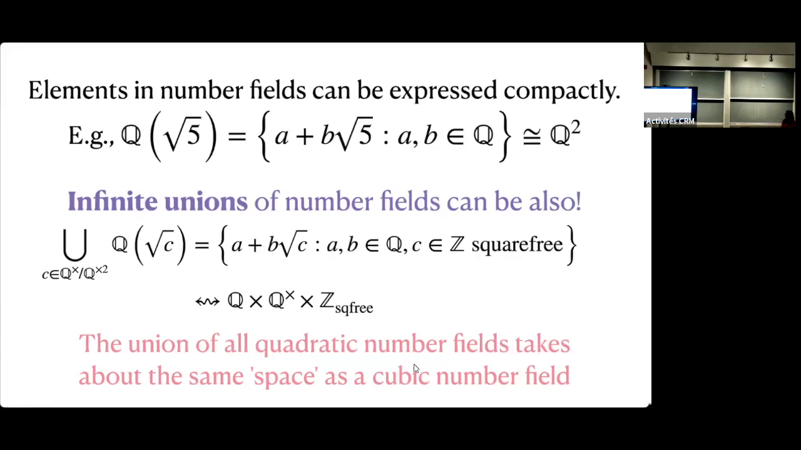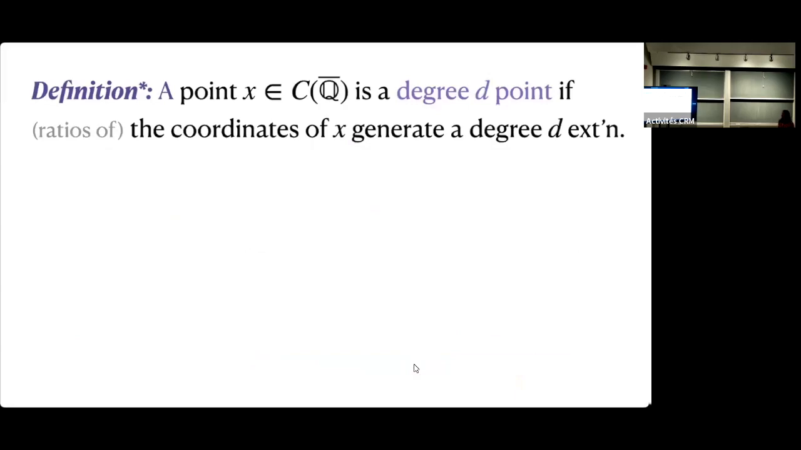So that takes us to the definition of a degree d point. You should think of this as a point defined over a degree d extension, but I'm agnostic about carrying around the extension that it lives over, just that it is some degree d extension. So informally, it's just if the coordinates of the point generate a degree d extension.